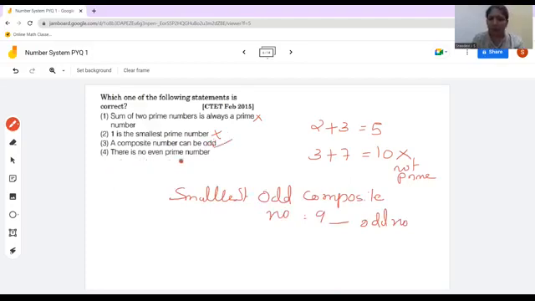And there is no even prime number. Is that correct? No, we have even prime numbers. 2 is the only even prime number. So this statement is also wrong. So the option 3 is correct.